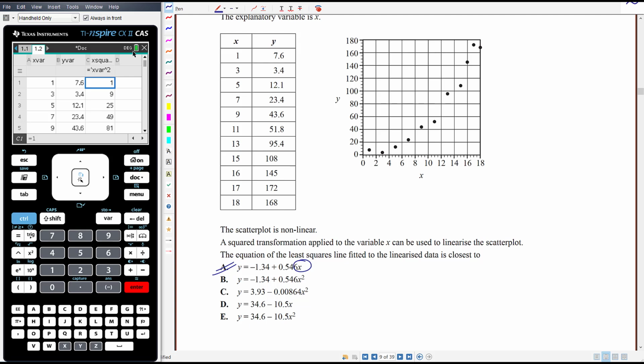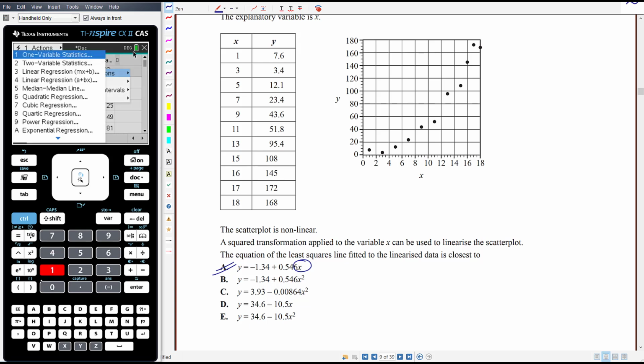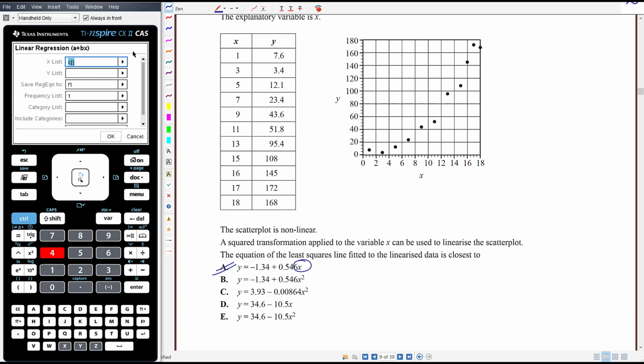Okay, so now I want to do the regression. So it's going to be menu 414 for the linear regression in the form a plus bx, which is how it's always given in further maths. Our x list this time is not going to be the x variable, but it's going to be the x squared variable, and our y value is going to be our y variable.